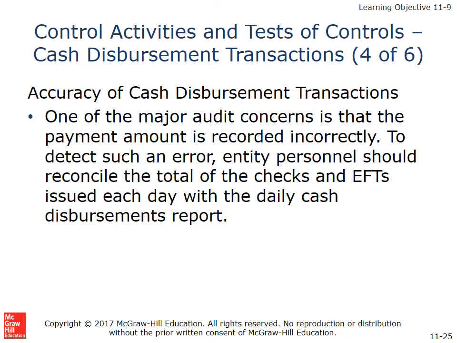One of the major audit concerns is that the payment amount is also recorded incorrectly. So we want to make sure accuracy is happening. To detect such an error, entity personnel should reconcile the total of the checks and electronic funds transfers issued each day with the daily cash disbursements report, because that's what's being used to update our cash T account in our general ledger.